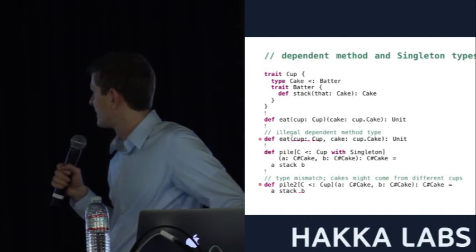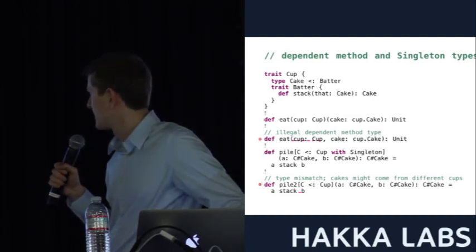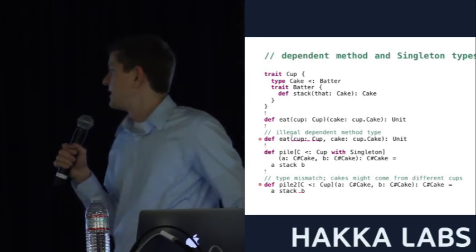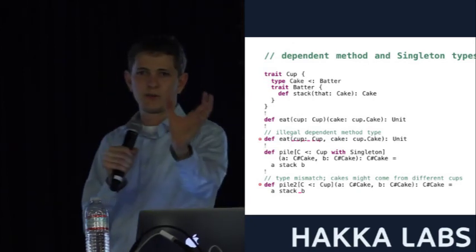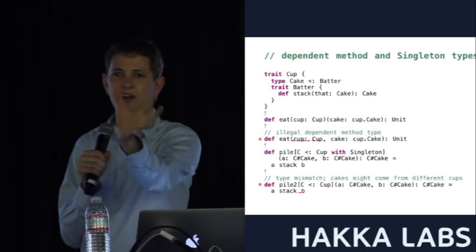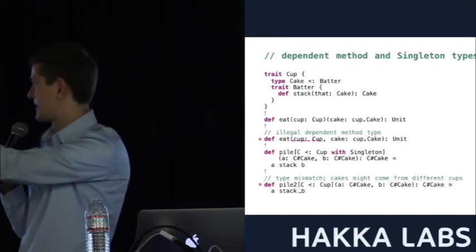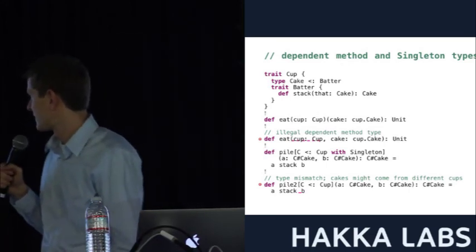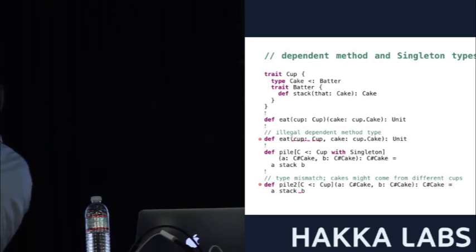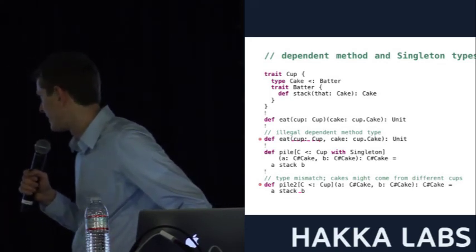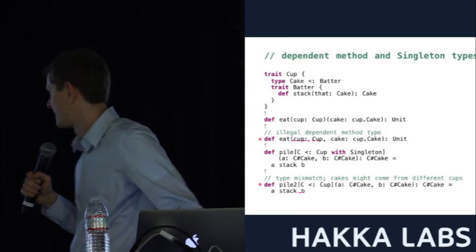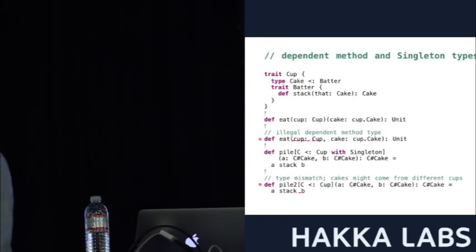And so it's important to note that for dependent method types, you need separate argument lists for where you're passing in the path that your types are dependent on, and then the arguments with the types that are dependent on that path. And so here, the cake parameter specifies a cake that comes from that cup parameter in the first argument list. The compiler is going to complain, I forgot to underline it. The compiler will complain with that second one there.